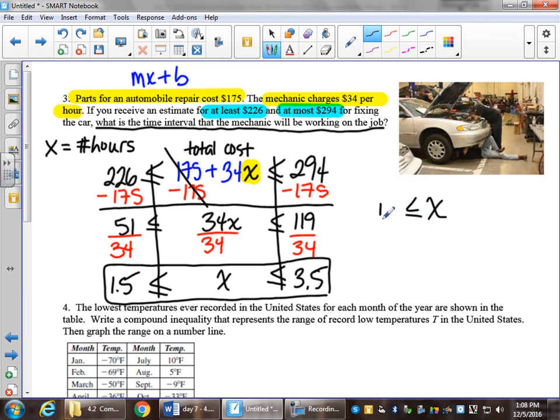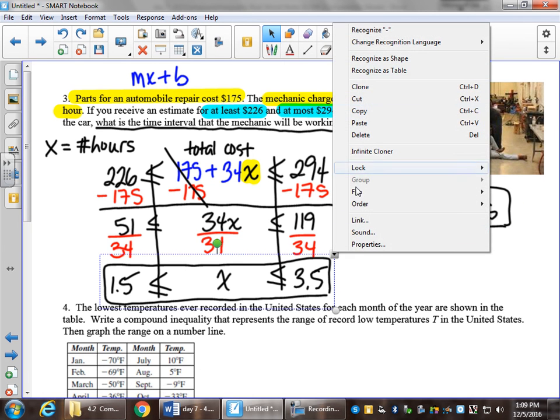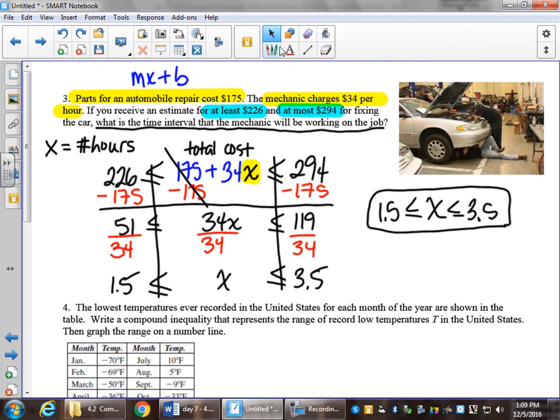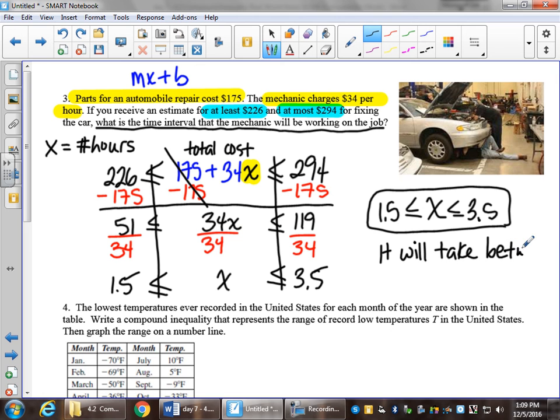The meaning of this, my real world meaning, X is hours, so it will take between 1.5 or 1.5, however you want to say it, one and a half and 3.5 hours to fix the car, fix your car.